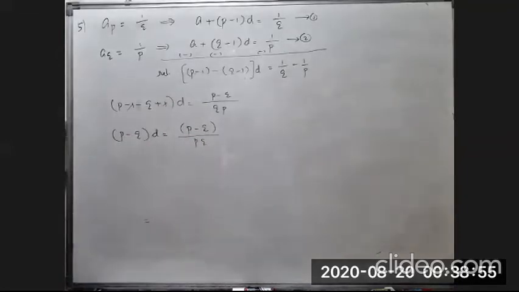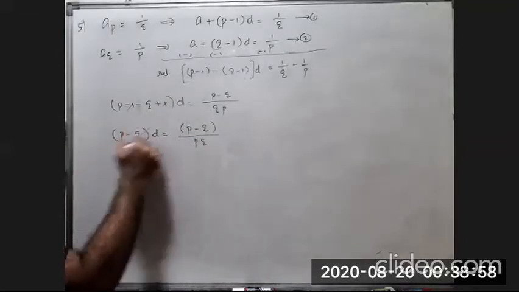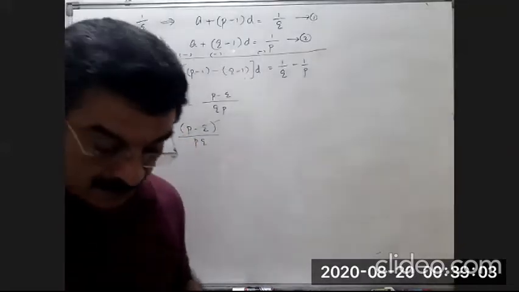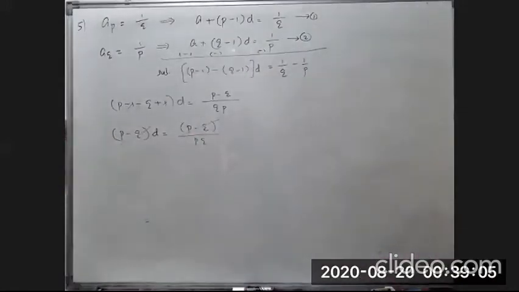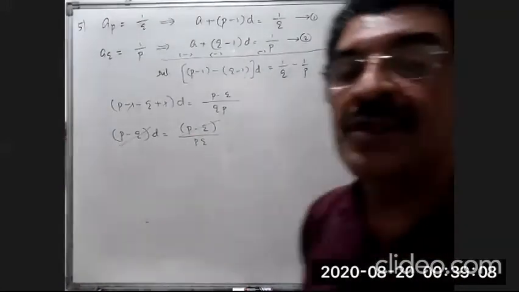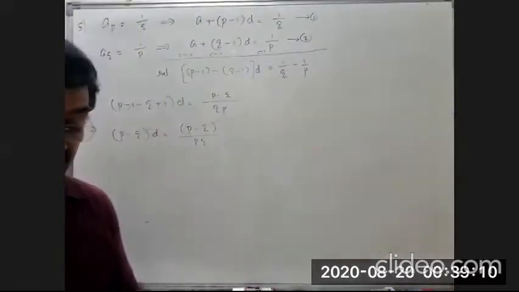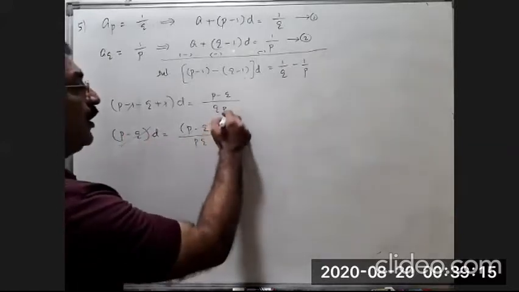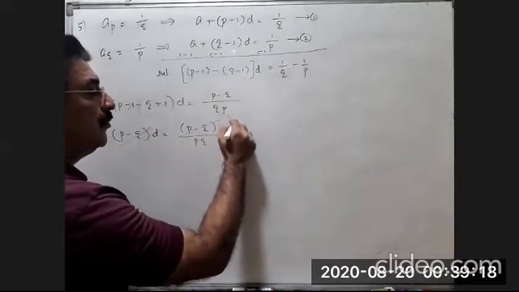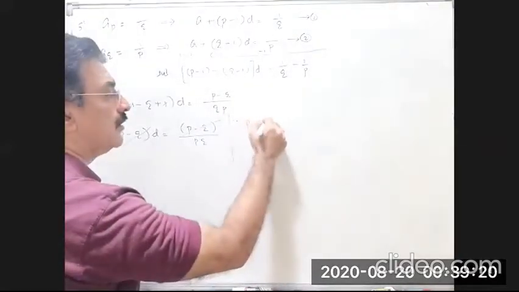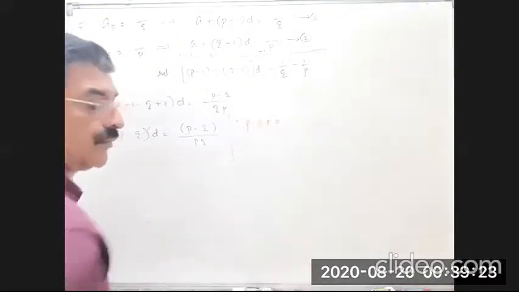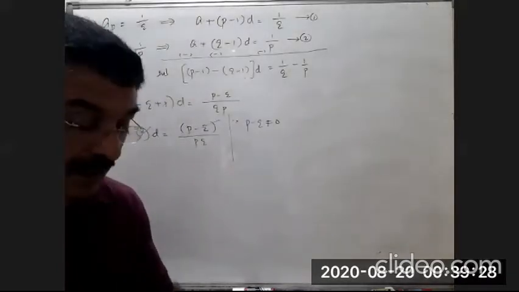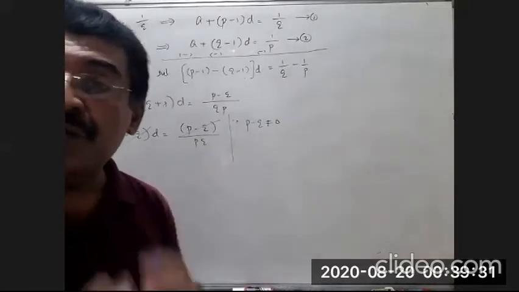Now what can be done? This p minus q can be cancelled from both sides. Remember that now you are in class 11, senior secondary grade. Whenever you cancel a common factor from both sides, write that it is not zero. Only non-zero factors can be cancelled. Make sure it is non-zero.